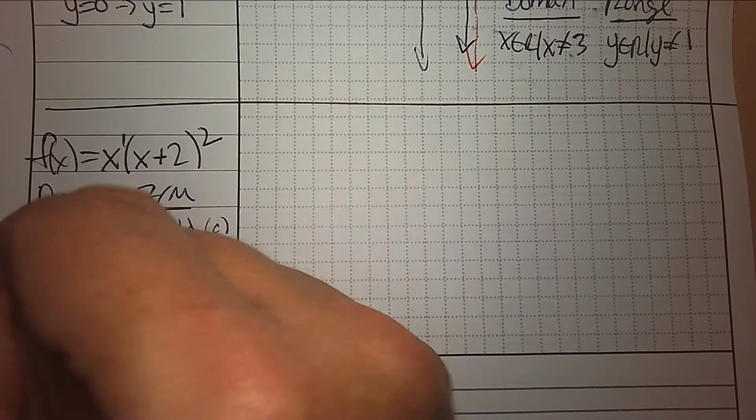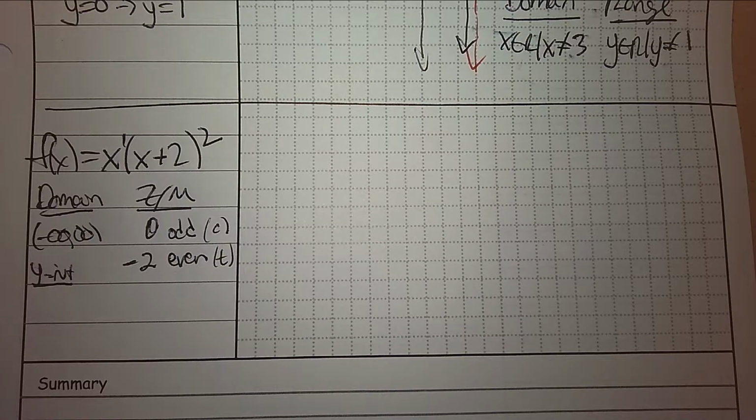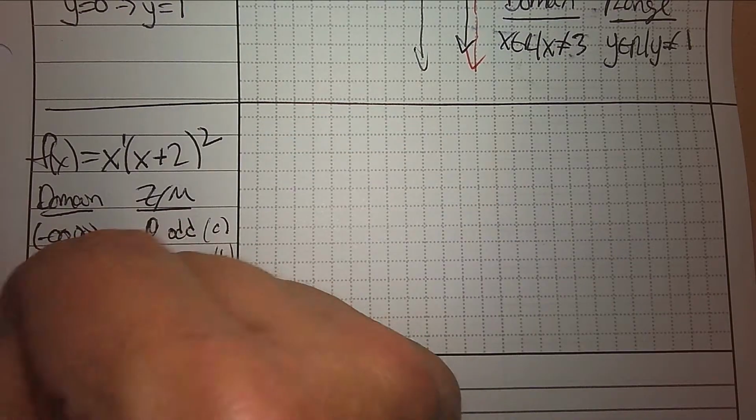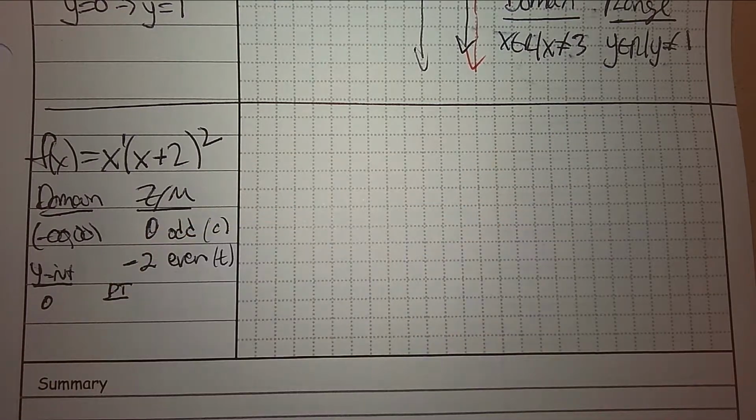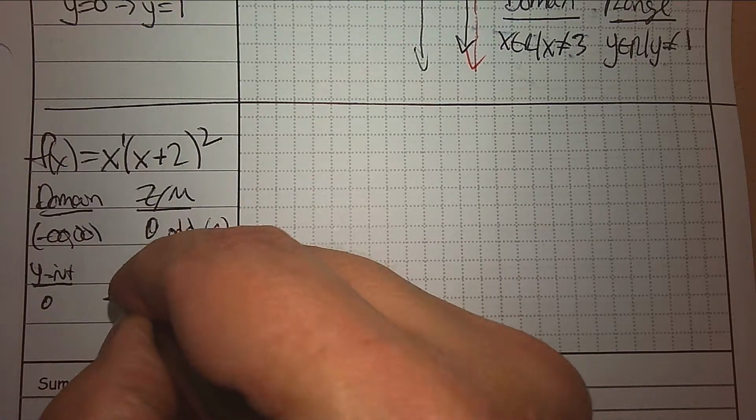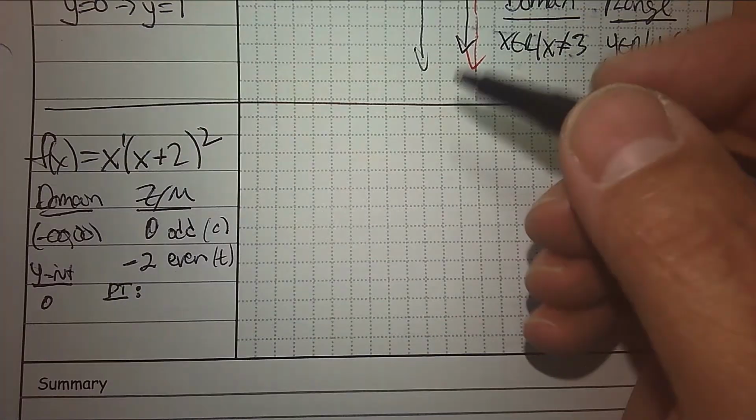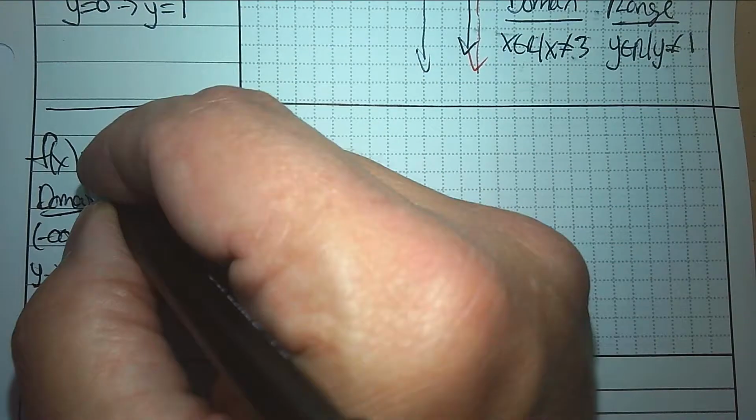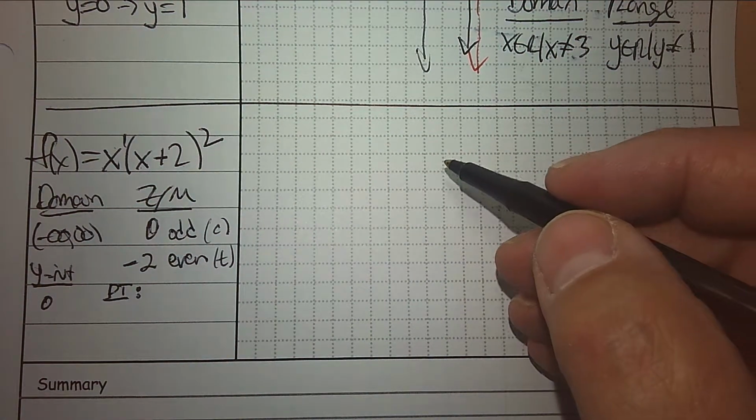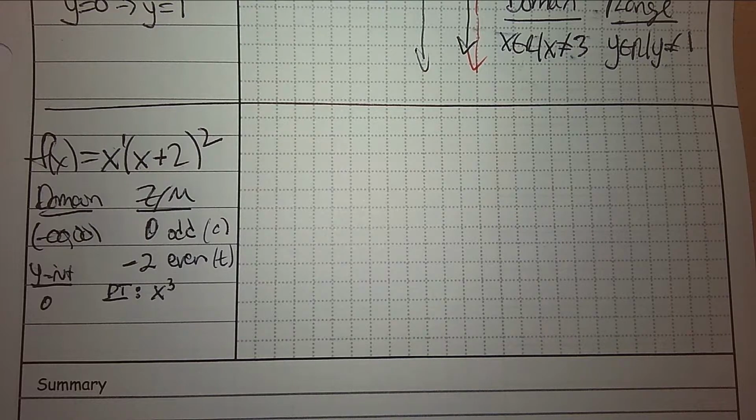How about the y-intercept? Well, how do I find it? If you plug in 0, the answer is 0. How about the power term? What's the power term? So for this one, it's a little challenging. You have to go x times x squared. So if you multiply it all out, what would be the first term? x cubed. So do you remember your statements for the end behavior?